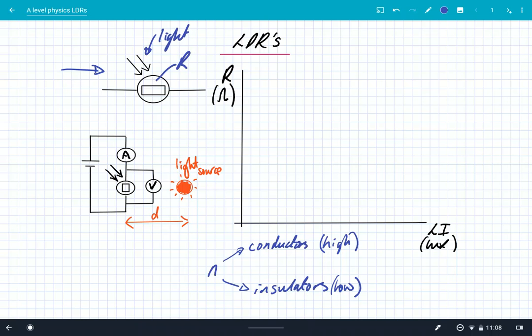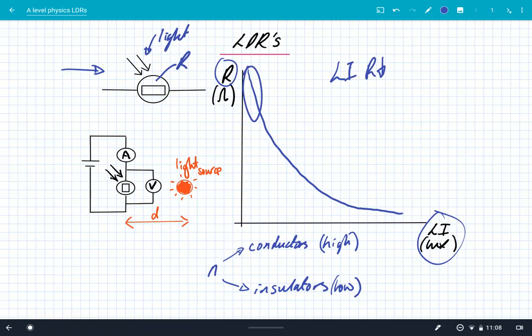We're going to look first of all at the graph of how light intensity affects resistance. So I'm just going to sketch it here. You'll notice that as the light intensity increases, the resistance goes down. But we need to analyze this a little bit more carefully. So let's look at low light intensities, which I've circled there.